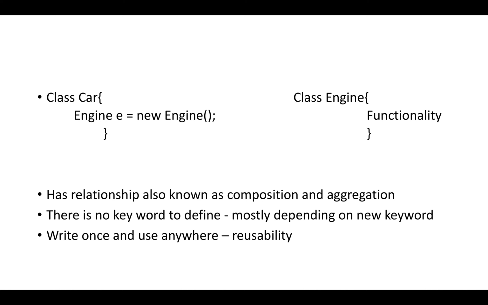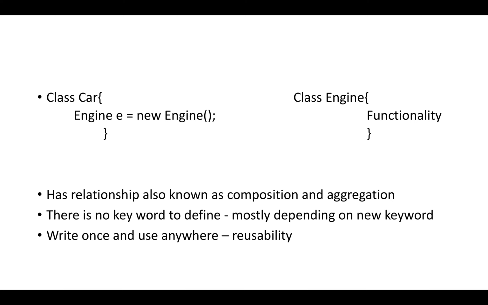The has-a relationship is also known as composition and aggregation, and there is no keyword that defines composition or aggregation. Mostly we depend on the new keyword. So how can we say whether it is composition or aggregation? Let's assume a car has an engine and several different parts. That engine functionality we can define in a different class named Engine, and whenever we require that functionality, we simply call it by creating a new object in the Car class. This type of relationship we call a has-a relationship.